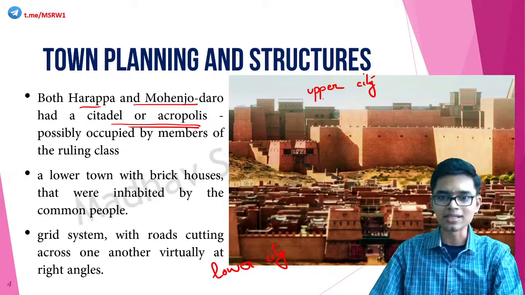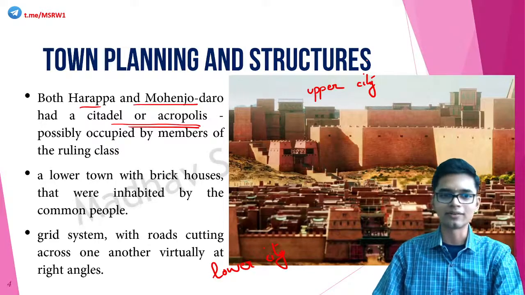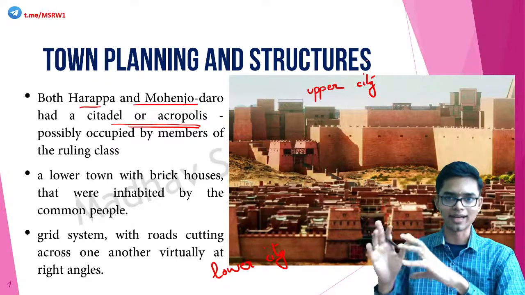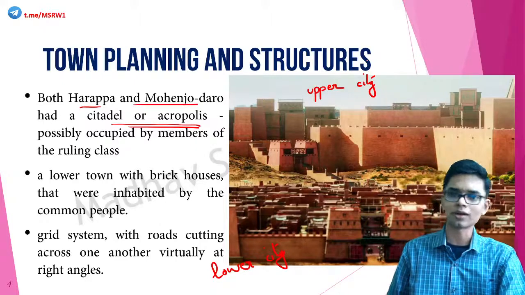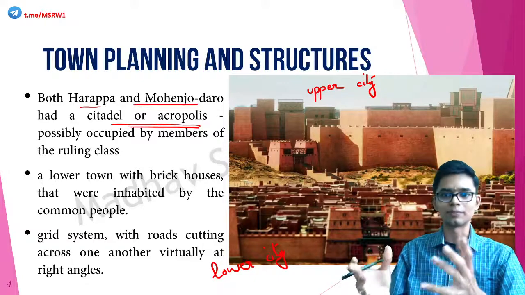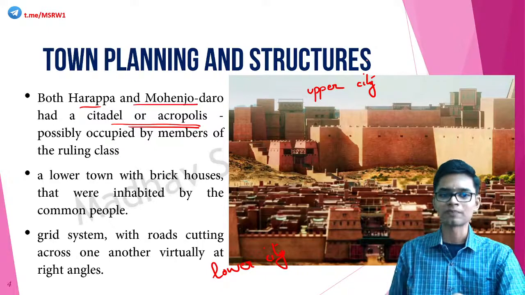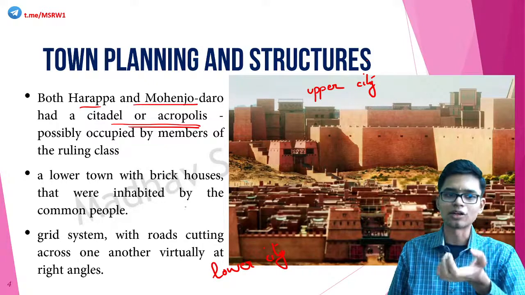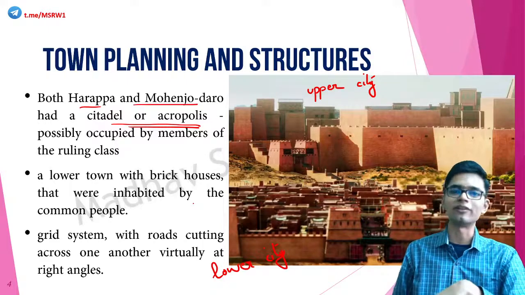Okay, this upper city is known as the citadel, sometimes also called the acropolis. And historians believe that this is the place where very influential sections of the society at that time lived. Probably the sovereign class, I mean the rulers of Harappa or Mohenjo-daro. The rich class may have lived here in the upper section of the city. There is a lower town also, and this lower town is made of brick houses, and obviously it could be the place where ordinary people lived.